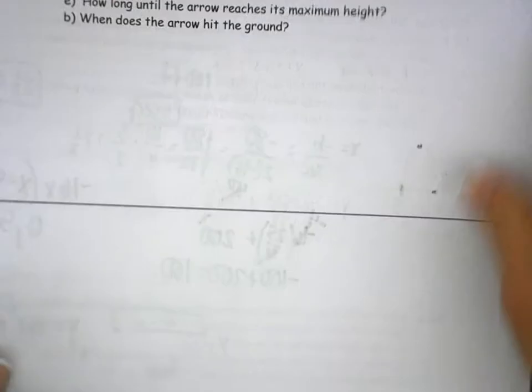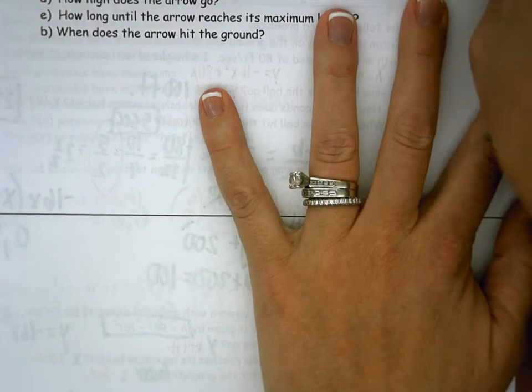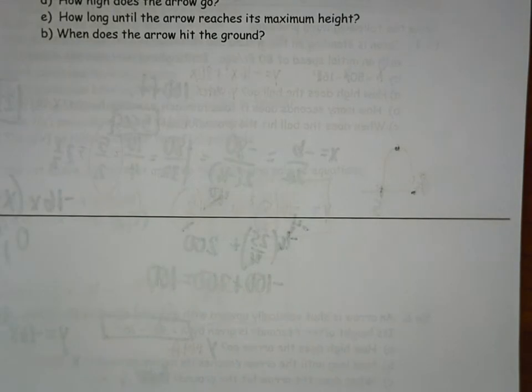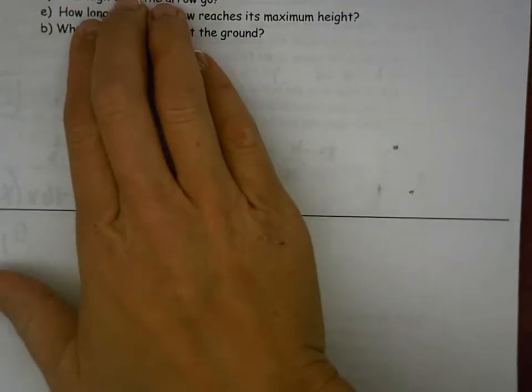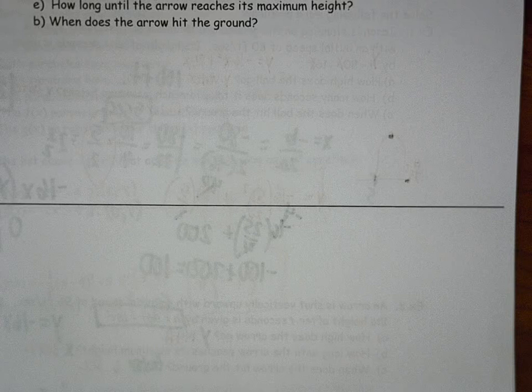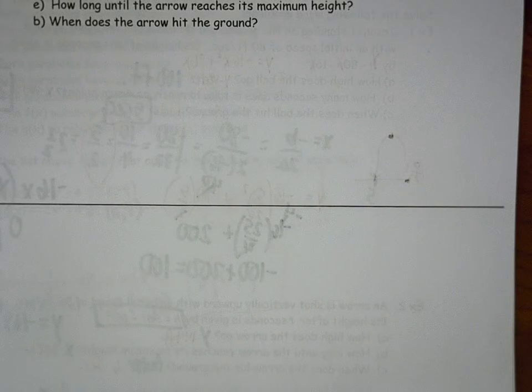Okay, example 3 is slightly different. It sometimes happens. But notice, do you guys notice the difference between this equation and the other equations? It has a C. What do you think that C value is representing? How high they start.